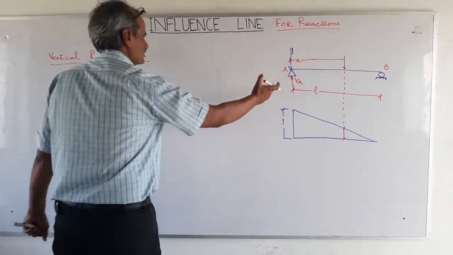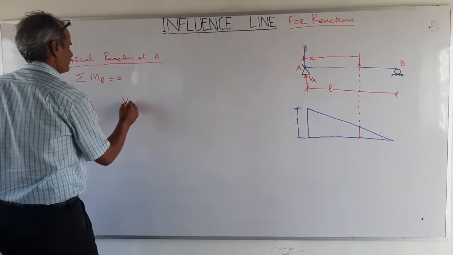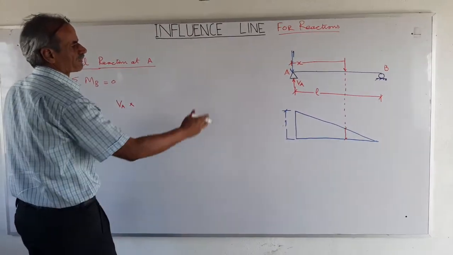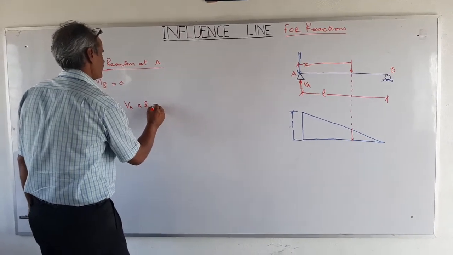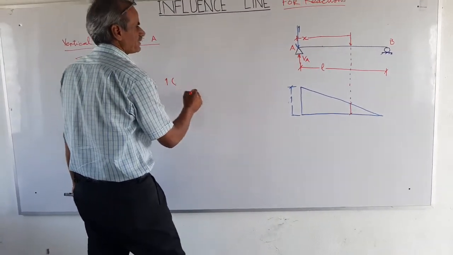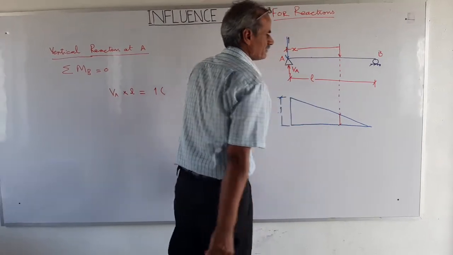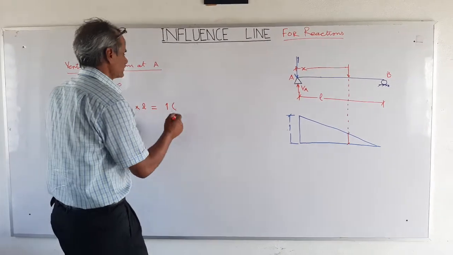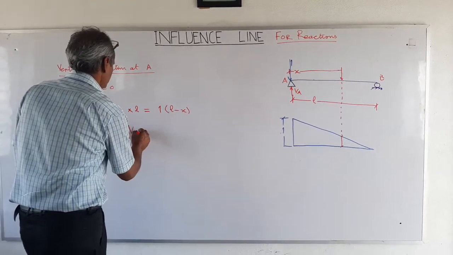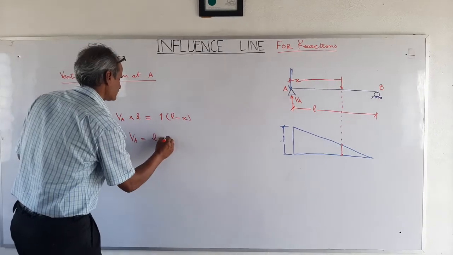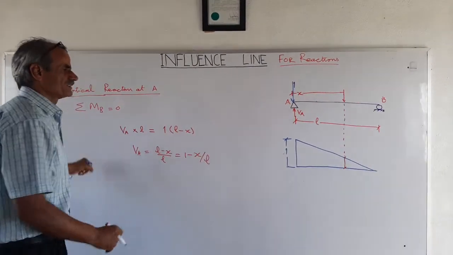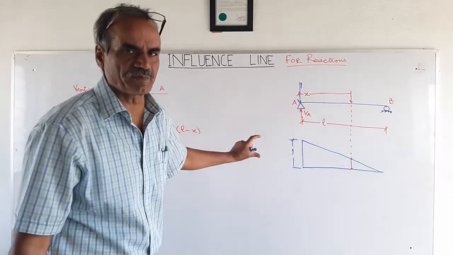and you would appreciate that this unknown force VA, if this is say causing clockwise movement and taking it positive, multiplied by say its span L, and then the unit load, that is 1, multiplied by the distance between the load and the support B, and that distance shall be of course L minus X. Hence VA is equal to L minus X over L, or we can say 1 minus X over L. Now this is an expression for drawing this graphical representation.